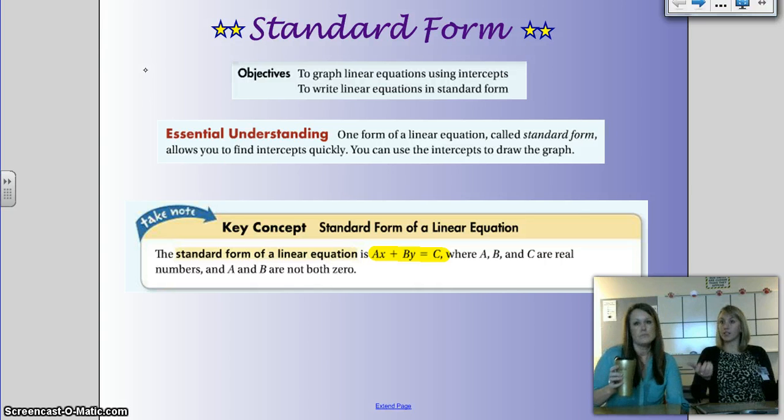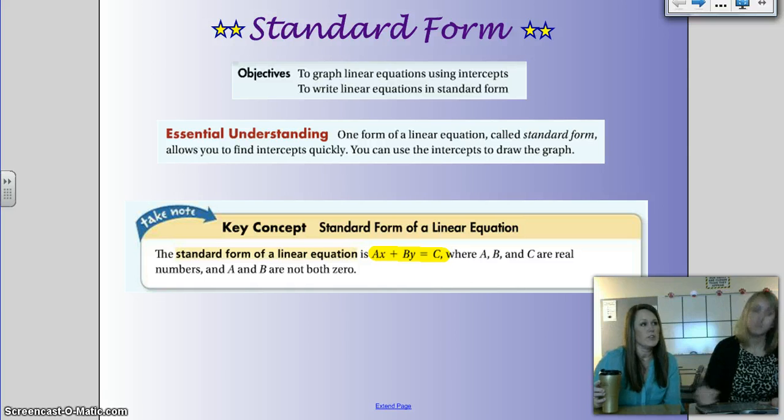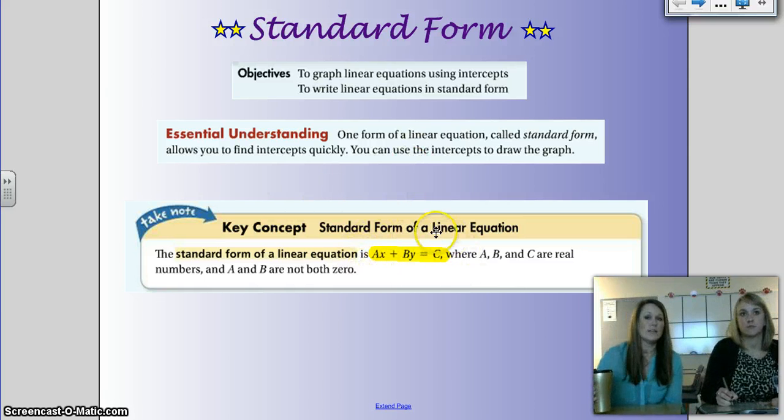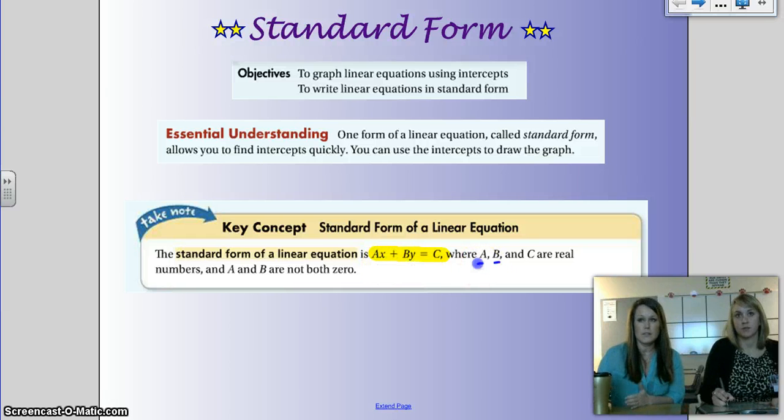Right. Like point and slope. Well, you had a point and you had a slope. Slope intercept: slope, y-intercept. Standard form is just standard form. So if you look in the middle of the page, it's ax plus by equals c. So we still have an x and a y. But then we have a, b, and c.